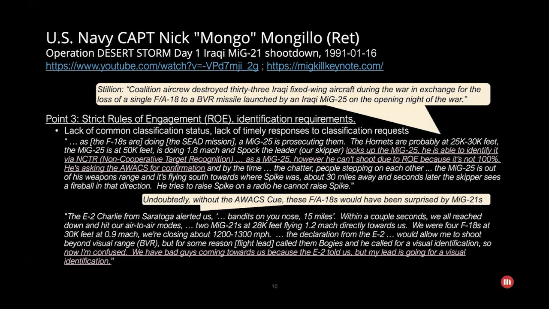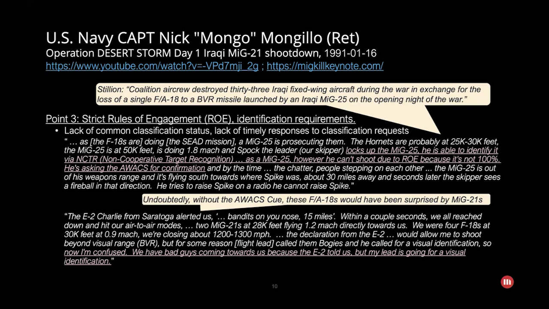Right? There's many, many points. So point three is that there are very strict rules of engagement. Right? Friendly fire was something that they were really, really afraid of. This is a great example: this MiG-25 kill on the F-18. What Stillion says is, okay, this is basically an exception, right? And the important point here is you have F-18s doing a SEAD mission, and that MiG-25 is going after them. You have one of the guys who locks him up, and he's asking the AWACS to verify it, right? He's got non-cooperative target recognition telling him it's a MiG-25, but he can't shoot because of rules of engagement. And later on, that MiG-25 is what shoots down the F-18.